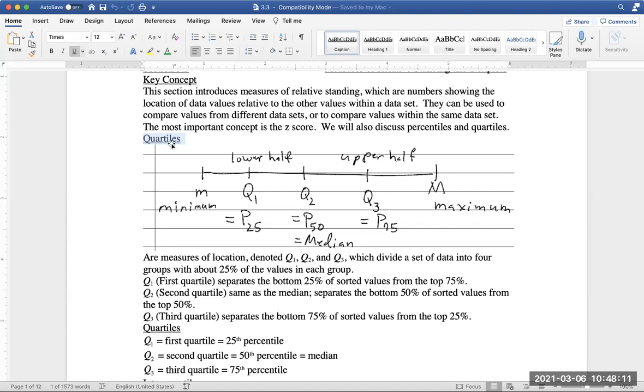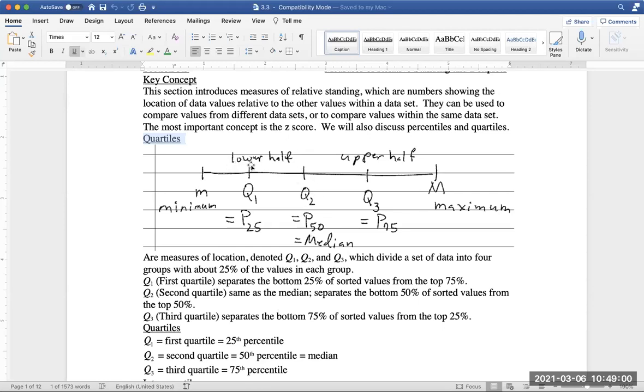So first off, a quartile. Suppose I have some data and I sort it from smallest to largest. Let little m be its minimum value. Let capital M be its maximum value. Now let's divide my data into two equal pieces. Let's find the median, the middle point, and cut it into an upper half and a lower half. So this is my median. I'll call the median my 50th percentile. It's where half the data is. Or I'll call it the second quartile. Well, I'll explain that later.